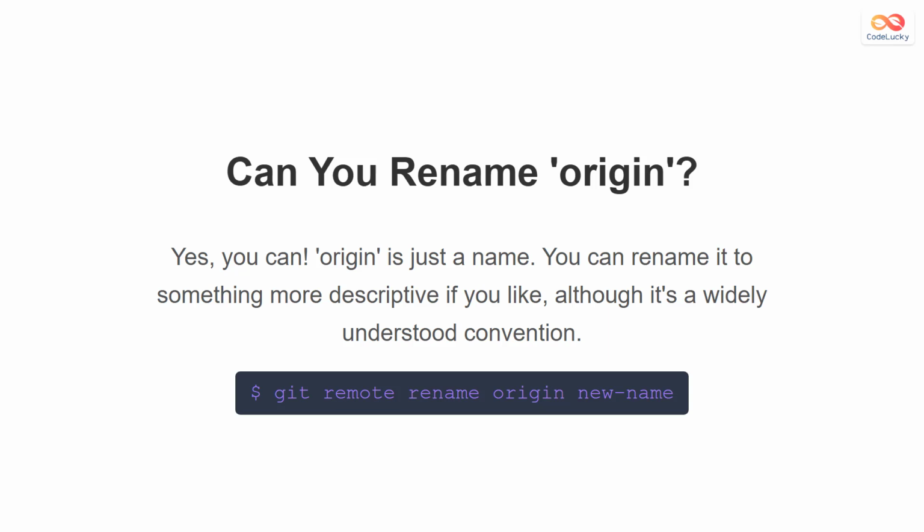While origin is the default, it's not permanent. You can actually rename it to anything you want using the git remote rename command. For example, you could change it to upstream or GitHub. However, sticking with origin is a good idea because it's a widely recognized convention among developers.